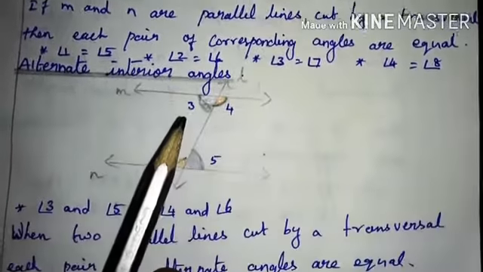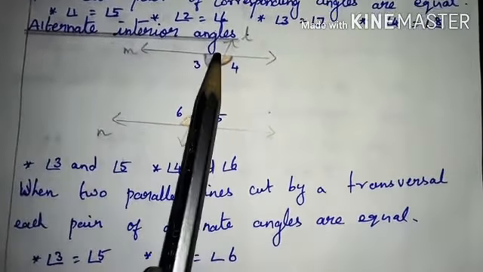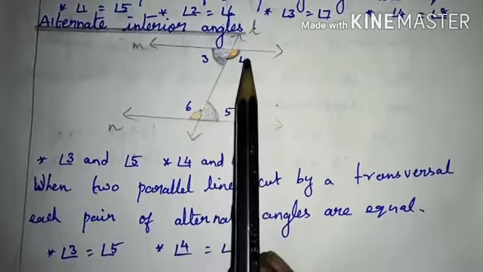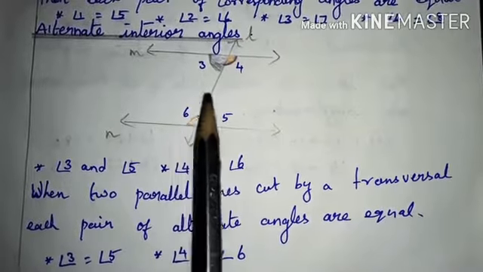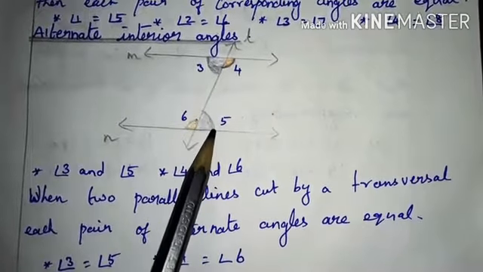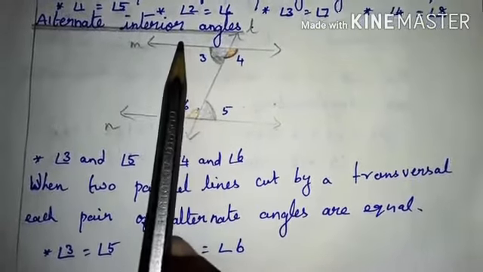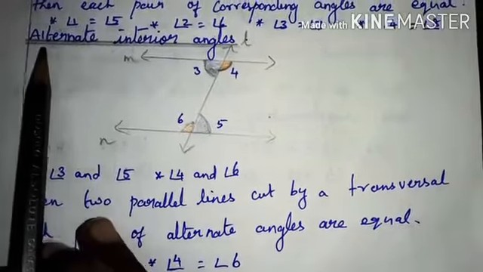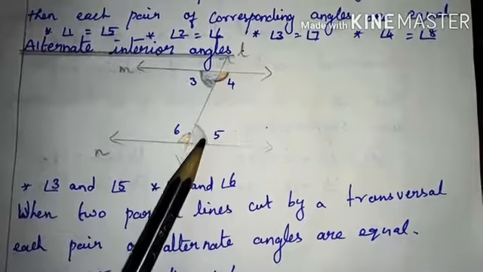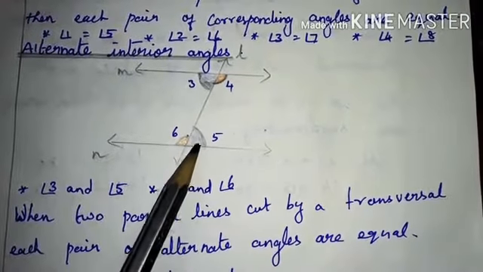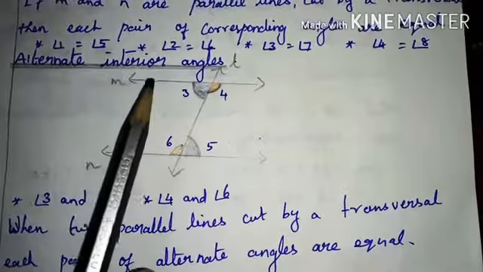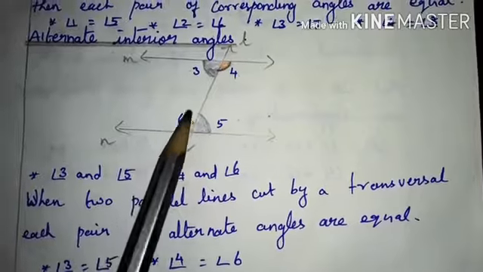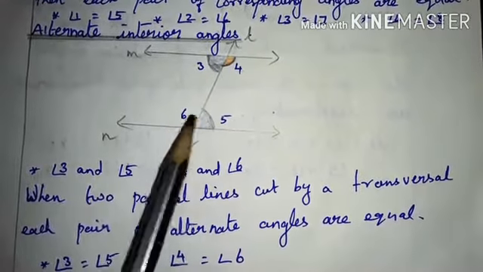The next angles we are going to see are alternate interior angles. Here, each pair of angles, that is angle 3 and angle 5, and angle 4 and angle 6, are marked on the opposite sides of the transversal and are lying between the lines M and N. Then we call this pair of angles alternate interior angles. Angle 3 and 5 lie on the opposite sides of the transversal but in between M and N. In the same way, angle 4 and 6 also lie between M and N on opposite sides of the transversal.